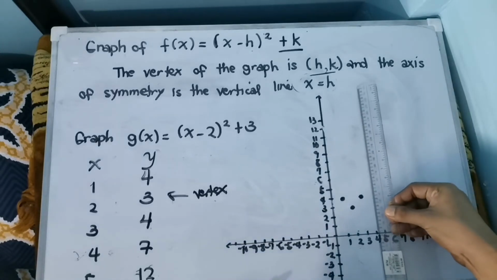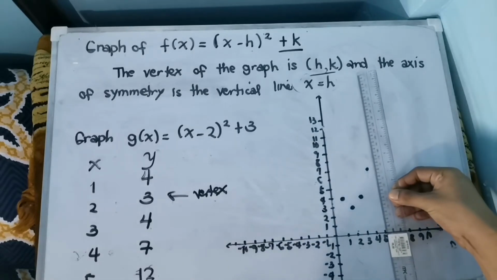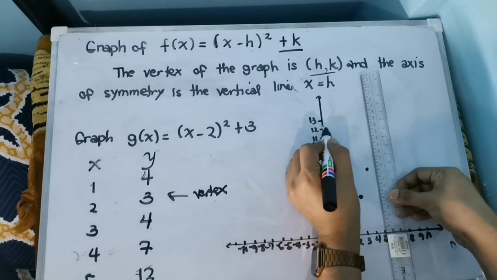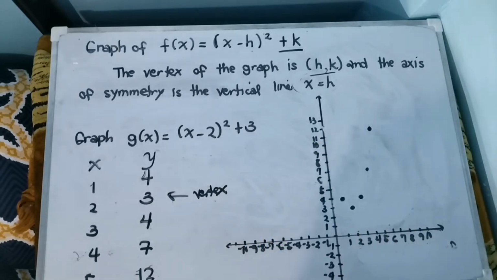So gamit tayo ng ruler. And then we have here 5, 12. So we have plotted all the ordered pairs, and then we need to connect those points.